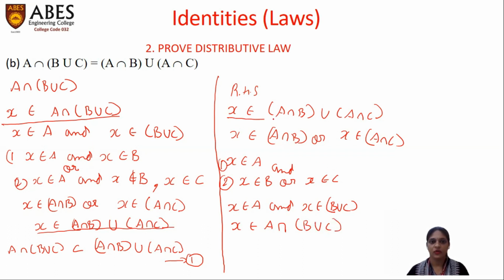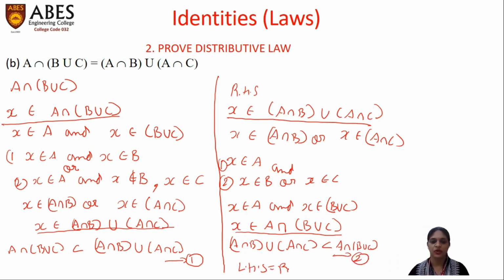So we started from this equation, and now we are on this equation. It means left hand side is equal to right hand side, we proved. Then from these things, we can say that A intersection B union A intersection C is a subset of A intersection B union C. Let's consider this as equation number 2. From equation 1 and 2, we can say that left hand side is equal to right hand side. So this is the proof of the first property of distributive law.